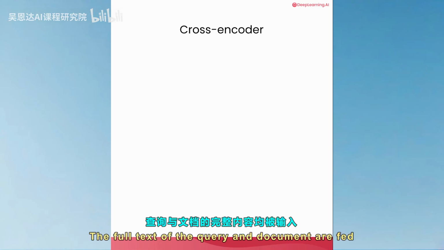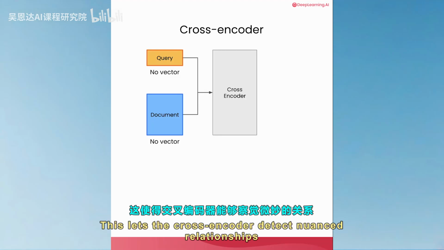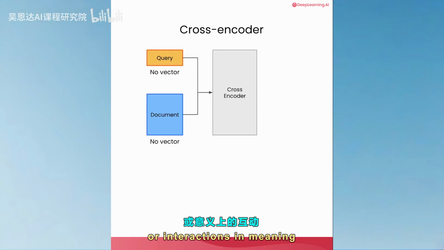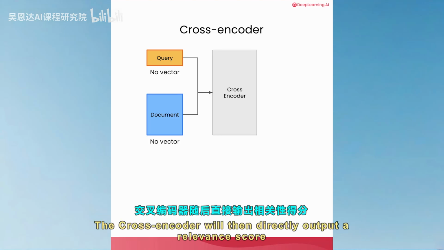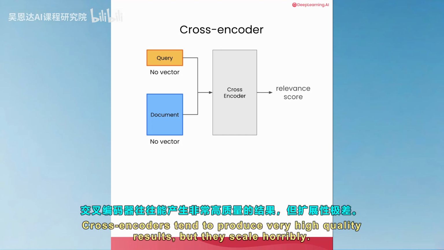The full text of the query and document are fed to the cross-encoder neural network at the same time. This lets the cross-encoder detect nuanced relationships or interactions in meaning between the query and document. The cross-encoder will then directly output a relevance score, which can be used to rank documents. Cross-encoders tend to produce very high-quality results, but they scale horribly.